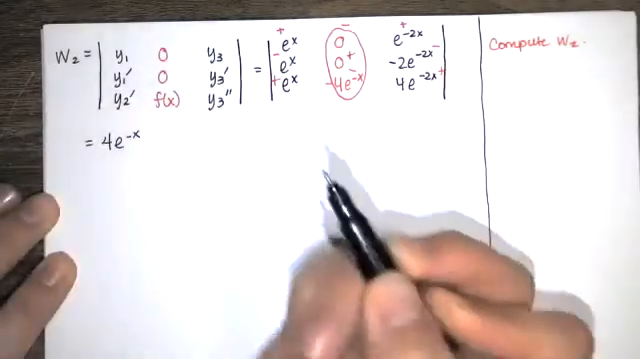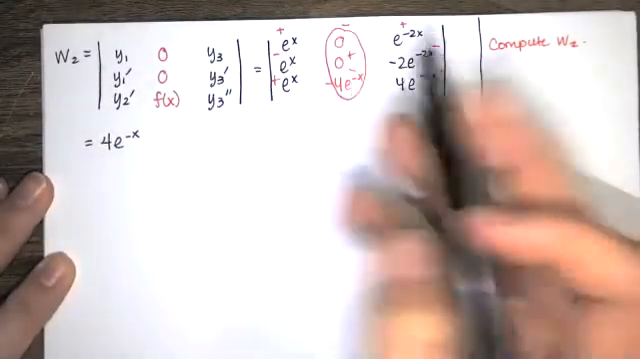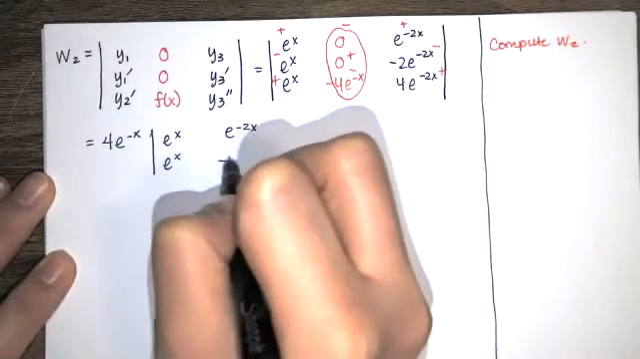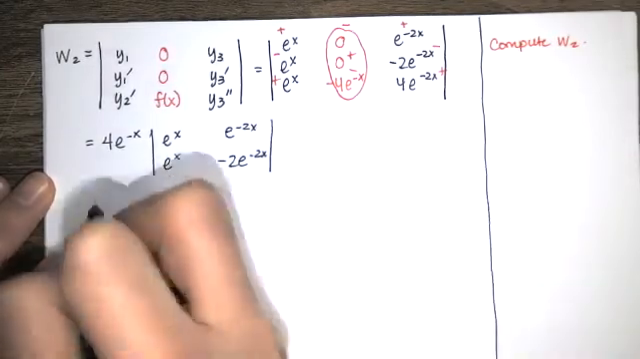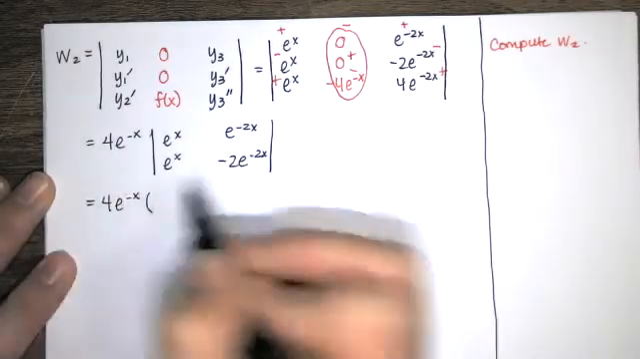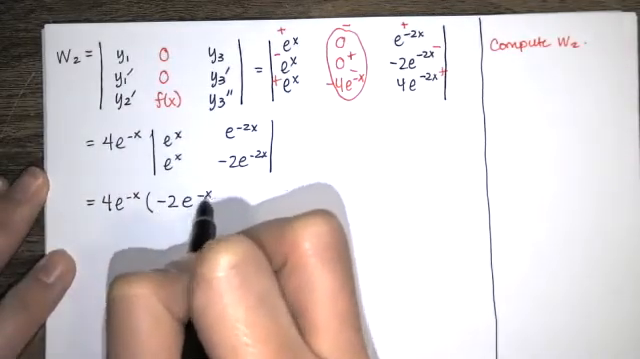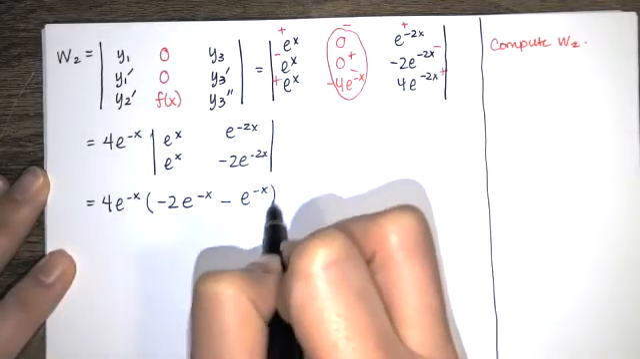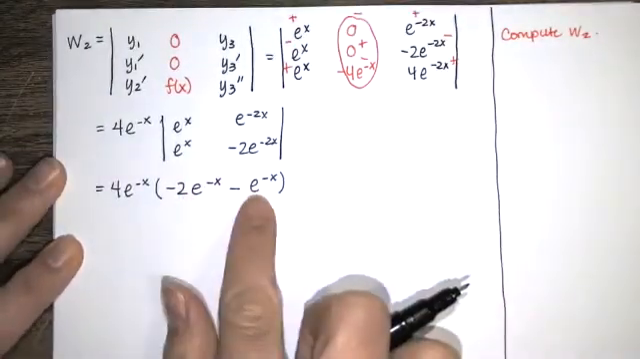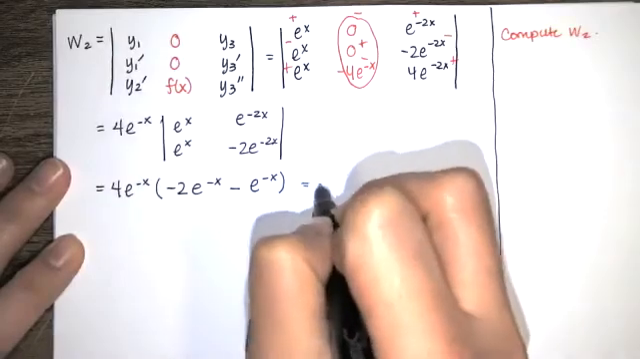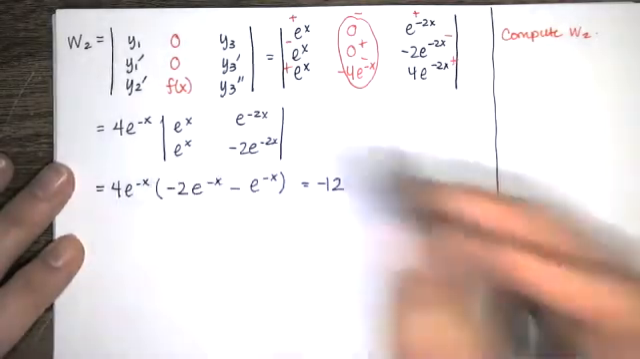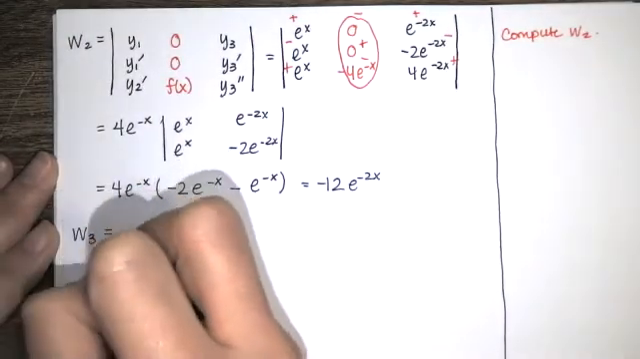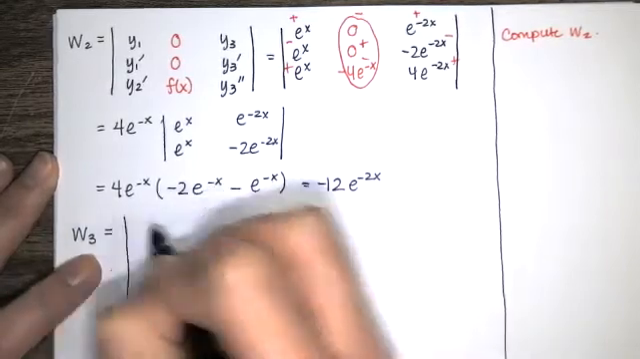So it's going to be 4 times e to the negative x times. We cross out this row and this column, and we evaluate this 2 by 2 determinant. Probably could have done that all in one step. I have 4 times e to the negative x, and then here we've got negative 2 times e to the negative x, and we're subtracting, multiply here, e to the negative x. So I've got negative 3 times e to the negative x times 4. That's negative 12. And e to the negative x times e to the negative x is e to the negative 2x.